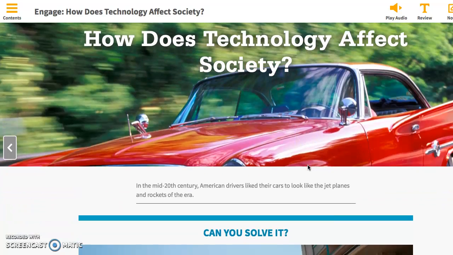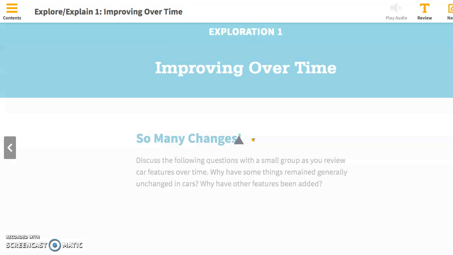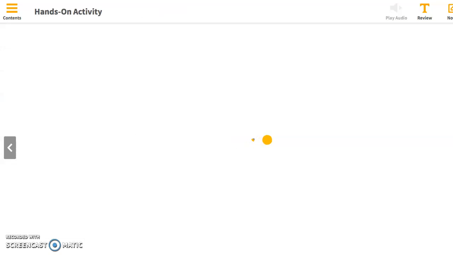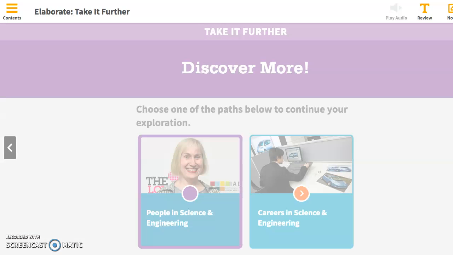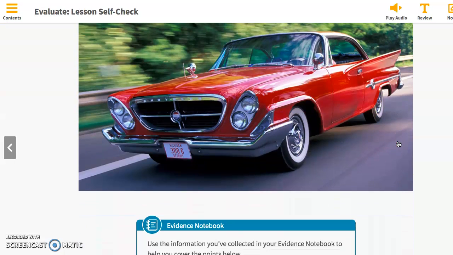All right, so we've gone through how technology affects society. We've gone through all the different parts, but we need to do our lesson self-check and our lesson roundup. So after you discovered more, went to your lesson roundup and self-check. So can you solve it?